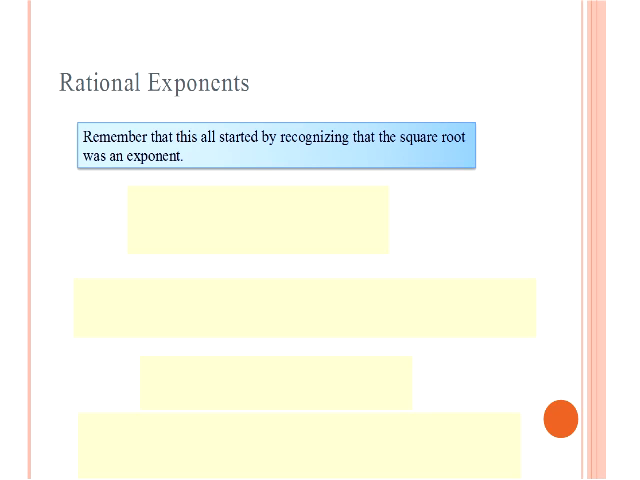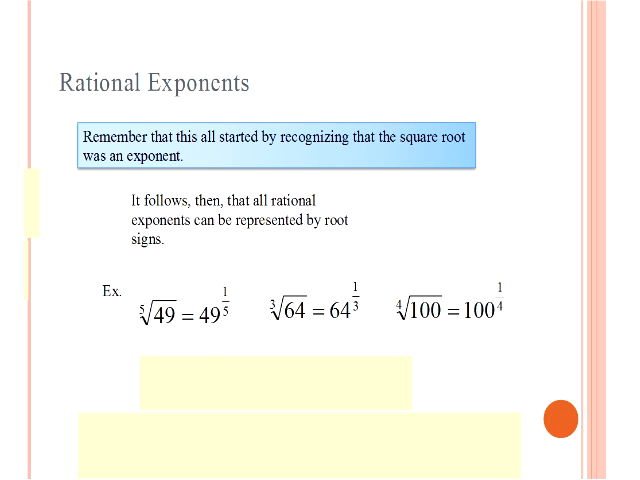And all this started with this square root idea. And so we can represent all of these rational exponents with radical signs, root signs. For instance, the 5th root of 49, I have no idea what that is, but that can be written as 49 to the 1/5. And the cube root of 64, which we do know, that's 4. But it can also be written as 64 to the 1/3. And the 4th root of 100 can be written as 100 to the 1/4.